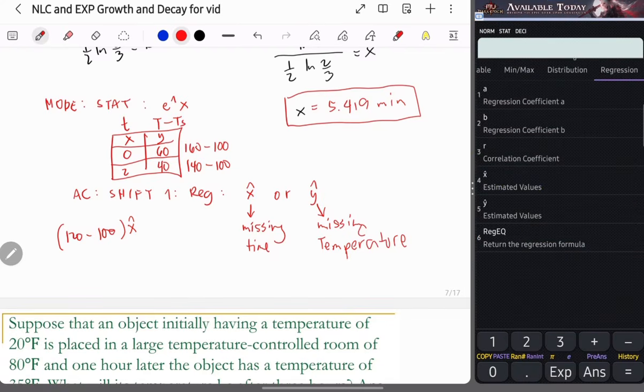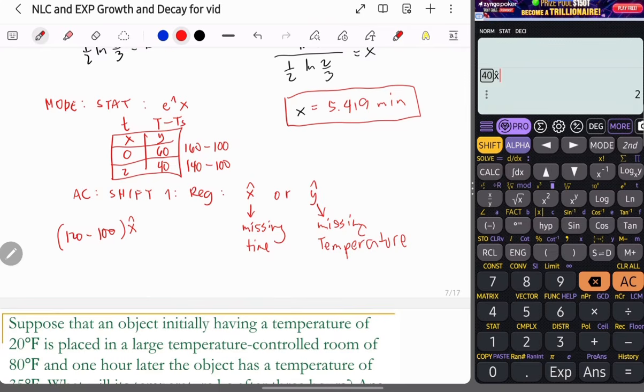Then you choose regression. So for this calculator, I will choose this one, regression. Then when the missing is the time, choose X bar, so this one. Then you multiply that to 120 minus 100. So the result is 5.419.